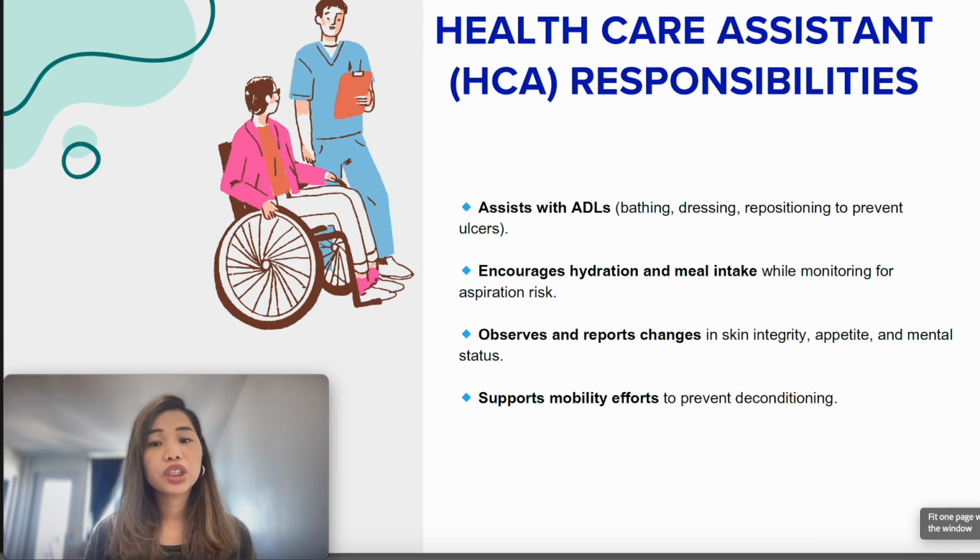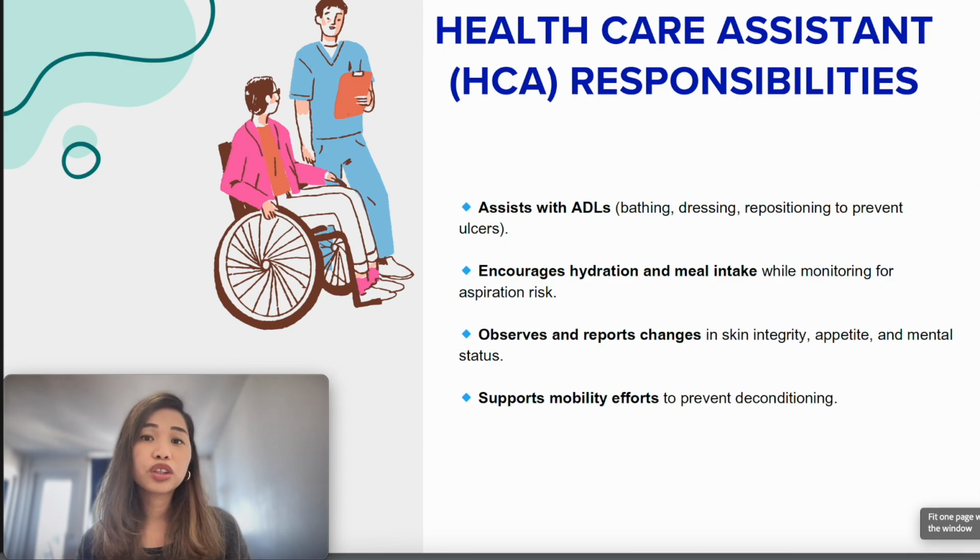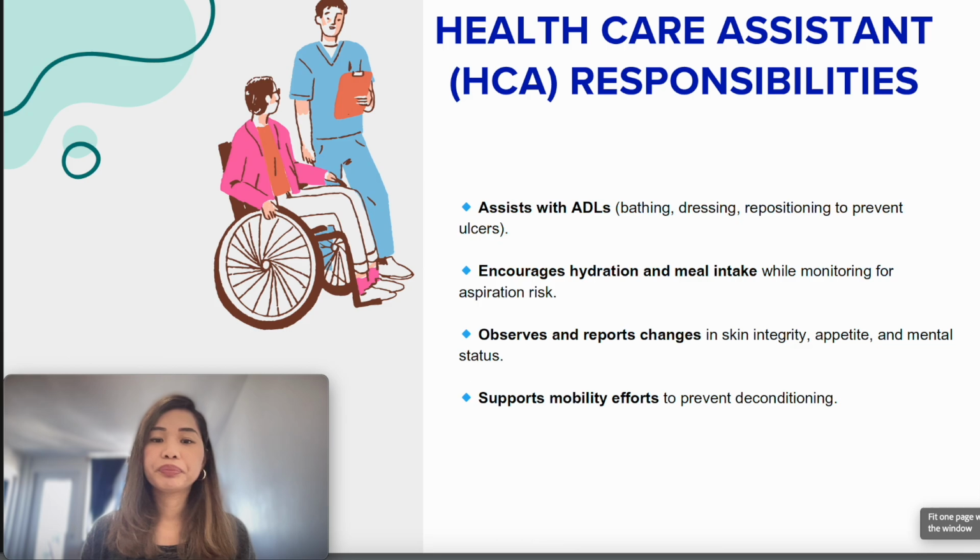Next would be encouraging the patient's hydration and meal intake while also monitoring for aspiration risk. As the HCA, you will be the one assisting the patient with their hydration, but also with their meals. So you will be feeding the patient. What is something that you need to remember? What do you need to monitor? So aspiration would be number one.